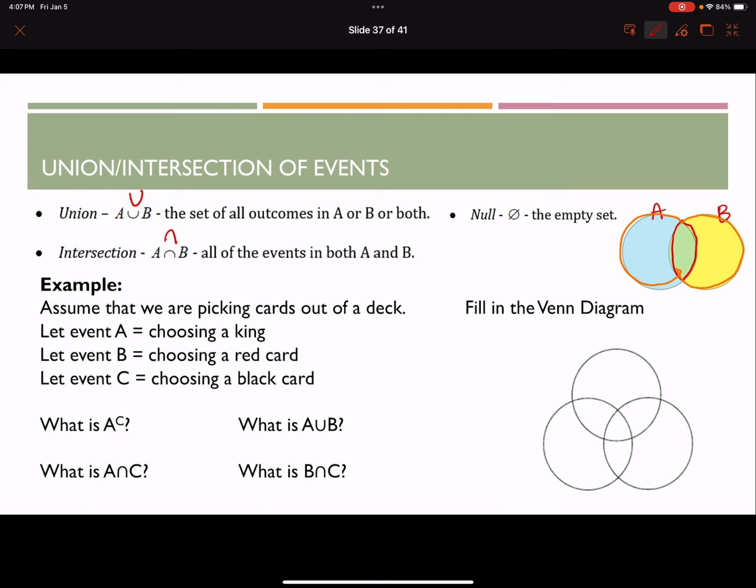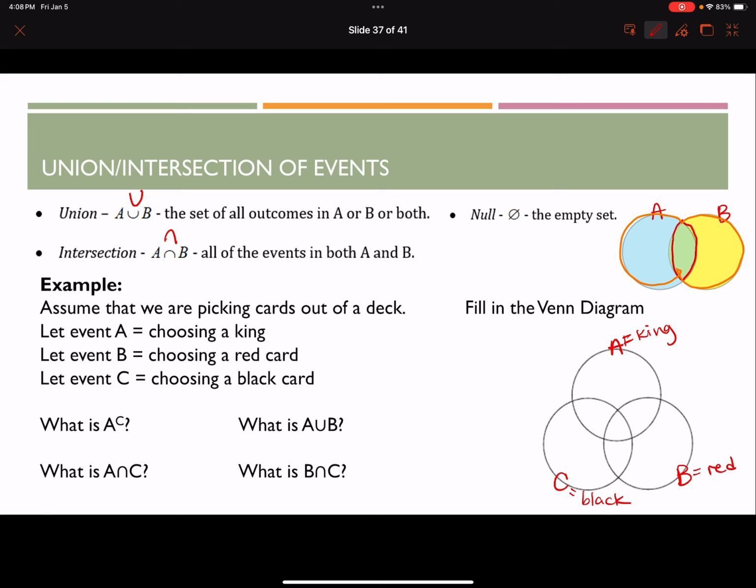So assume we're picking cards out of a deck. Fill in the Venn diagram. We're going to define a couple events. Let's say event A is choosing a king. Event B is choosing a red card. Event C is choosing a black card. This is going to be kind of small, but if I fill in the Venn diagram, A is king, just to make it a little easier, B is red, and C is going to be black.